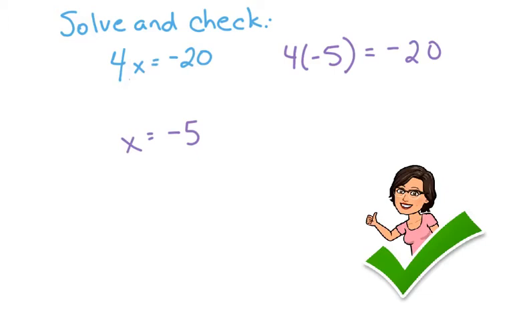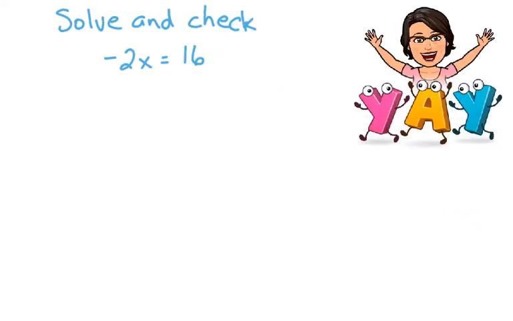So we just put x, what our answer was, -5, to see if it will work. Well, 4 times -5 is the same as a positive times a negative, which is a negative, and 4 times 5 is 20. Does -20 equal -20? Yes, it does, so that is correct. All right, try it for this one. Pause your video. Did it work? Did your solution work?